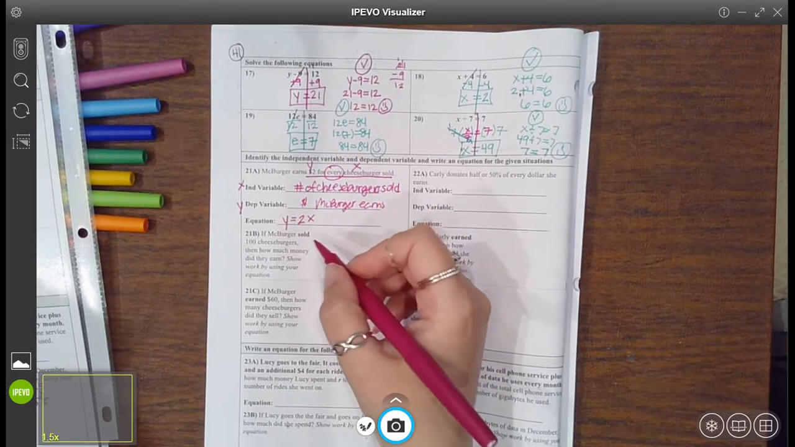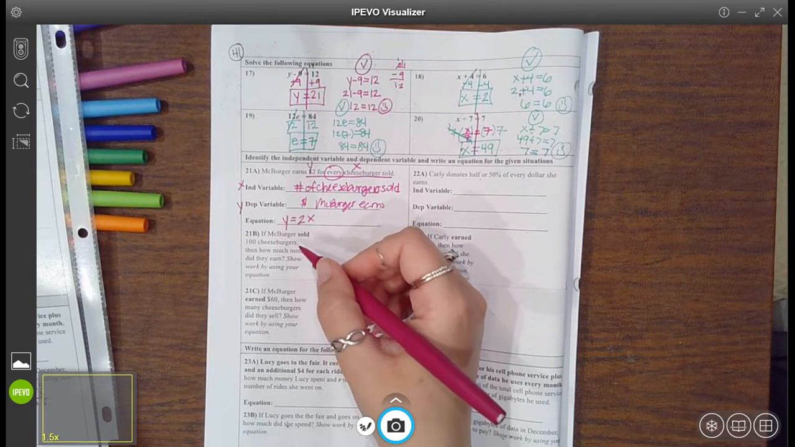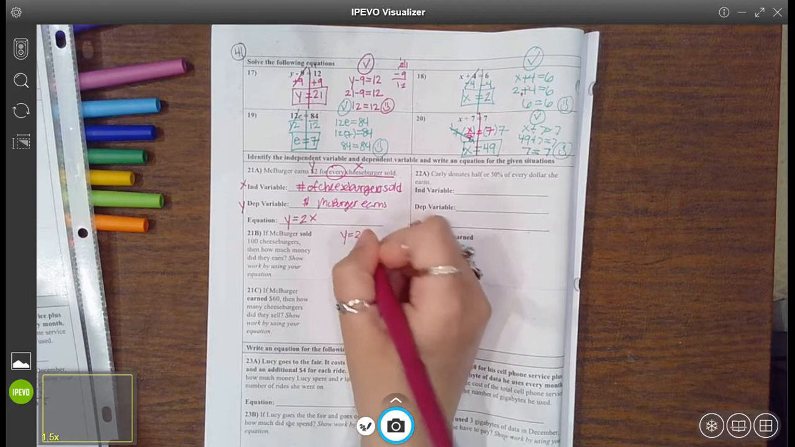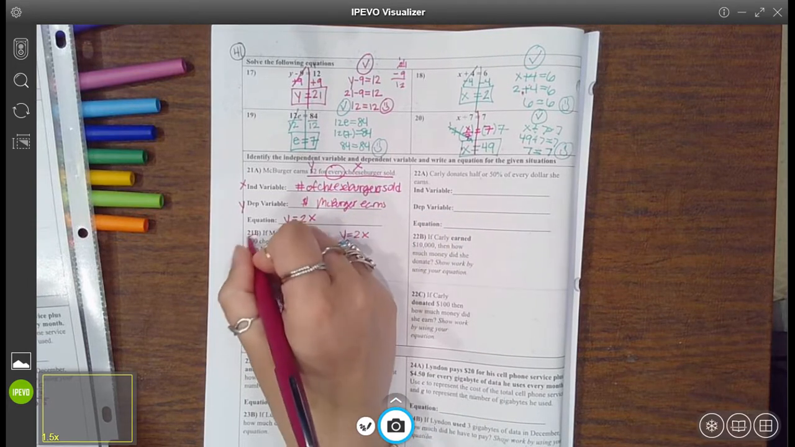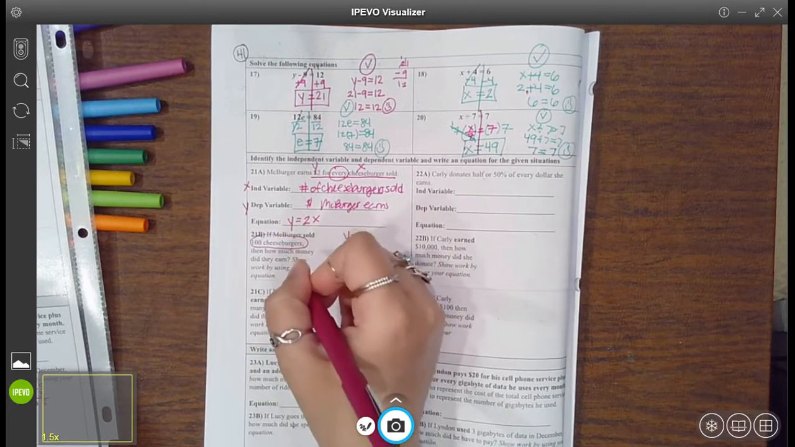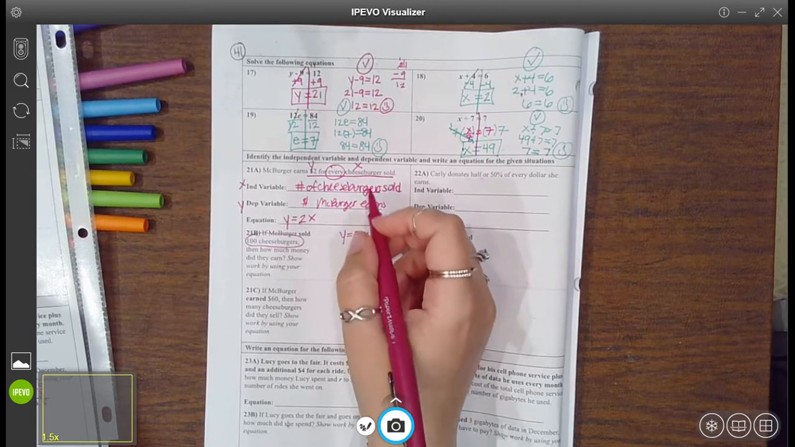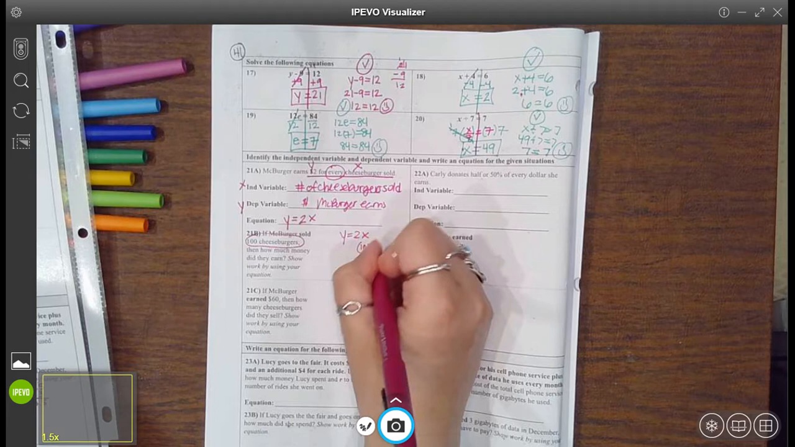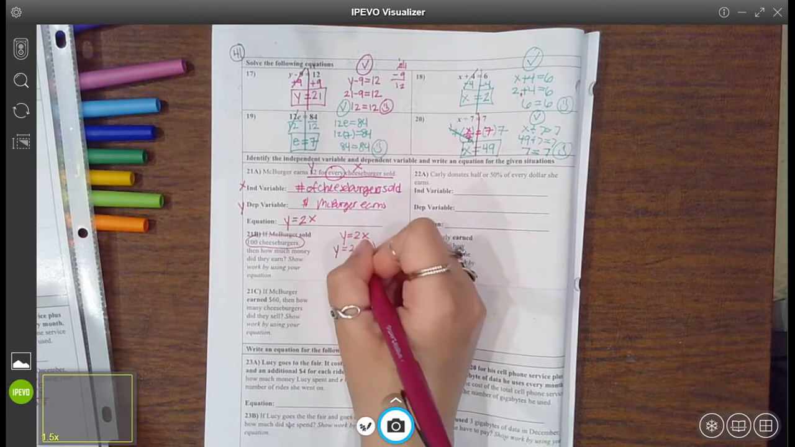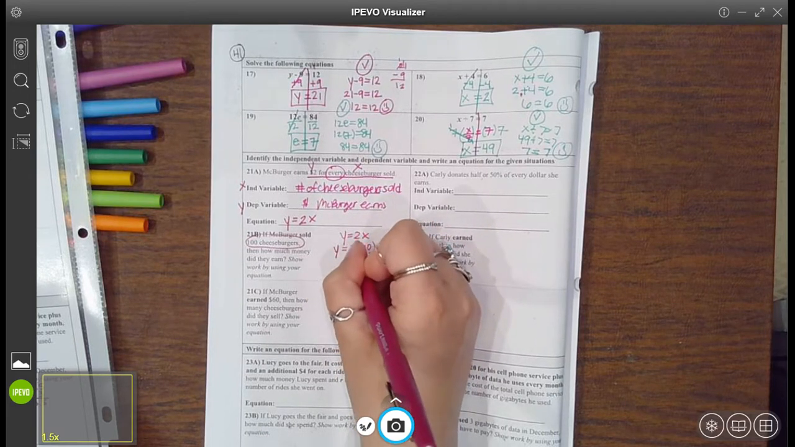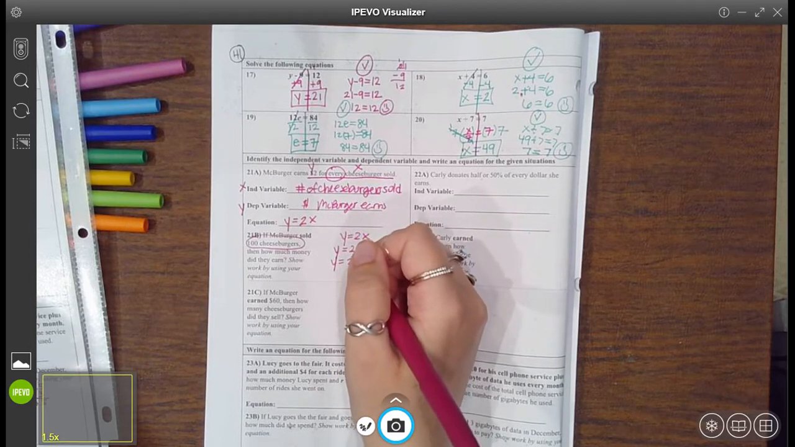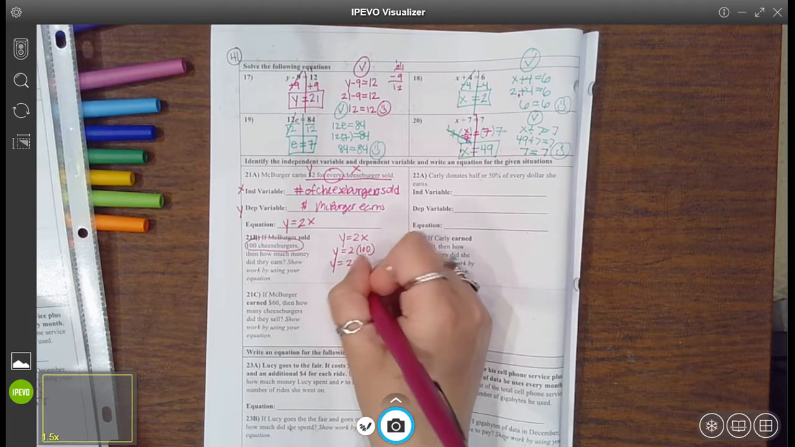Then it's asking me if McBurger sold 100 cheeseburgers. So y equals 2x. If he sold 100 cheeseburgers, then how much money did they earn? Well, the number of cheeseburgers is talking about x. So I'm going to plug in 100 for x. 2 times 100 is 200. So how much did they make? $200.